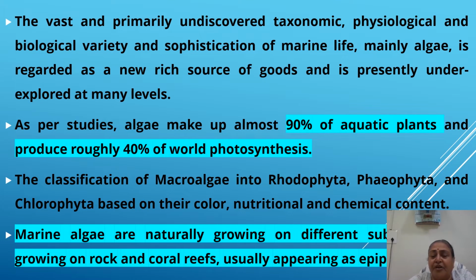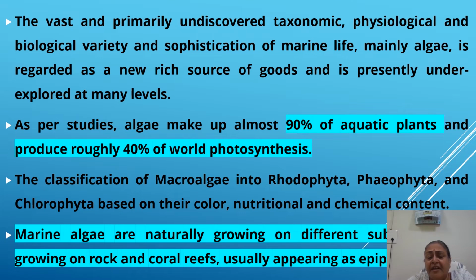which is into the Rhodophyta, Phaeophyta and Chlorophyta groups, that is specially based on their color. Color means the pigment which is associated with the algal group, the nutritional component associated with it, and the chemical content of the cell of each type of algae. They are the things on which the classification of these marine algae is based.